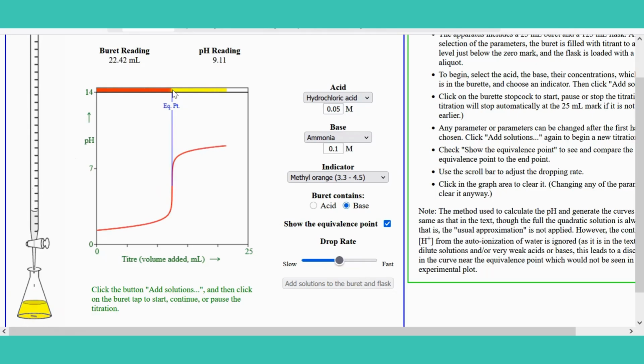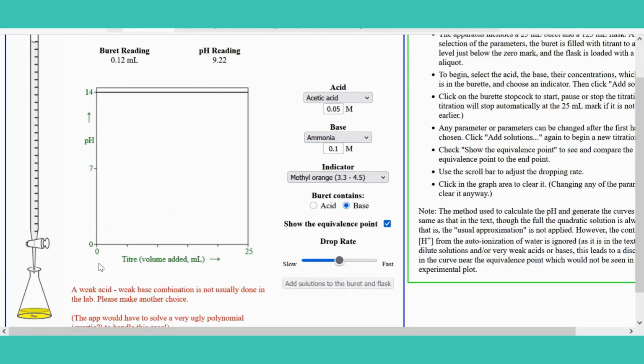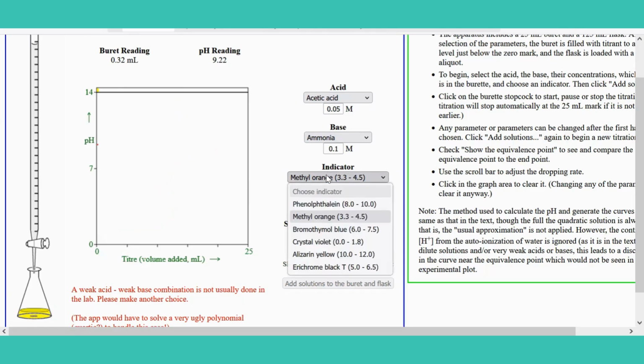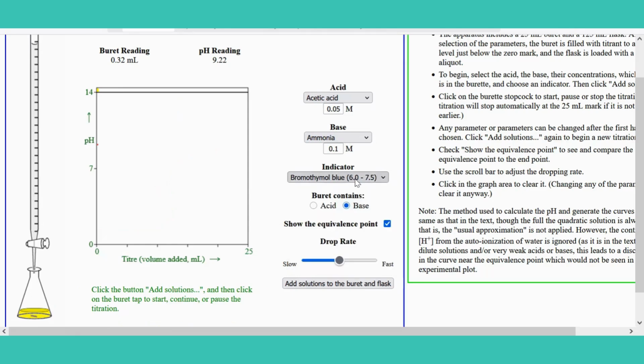Phenolphthalein is a suitable indicator when you have a strong alkali. What if both are weak? Let's take acetic acid and ammonia. My solution is already yellow. Yes, this simulation does not provide support for that, but we generally tend to use bromothymol blue for a weak acid and a weak alkali combination.